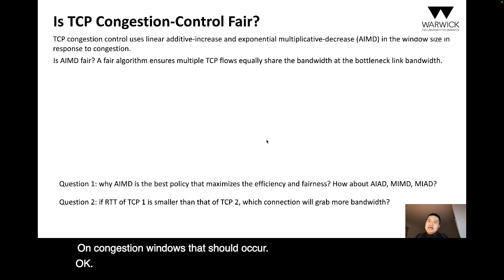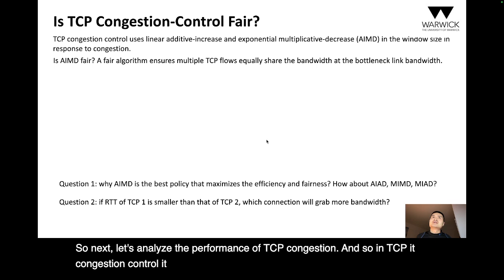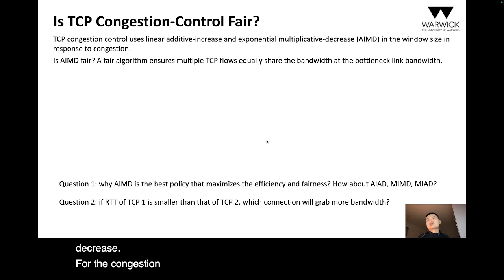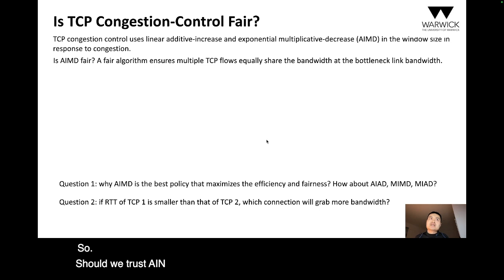So next, let's analyze the performance of TCP congestion control. In TCP, congestion control uses linear additive increase and exponential multiplicative decrease for the congestion window size, in short AIMD. So why should we trust AIMD? If we use it, how fair is it if there are multiple TCP flows?